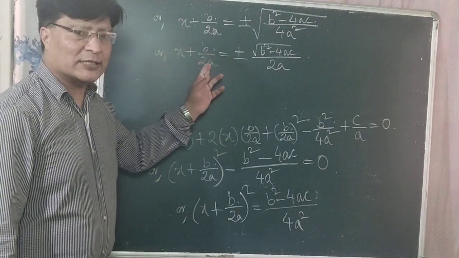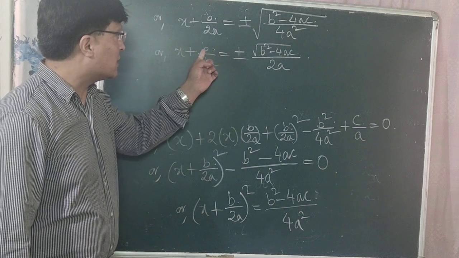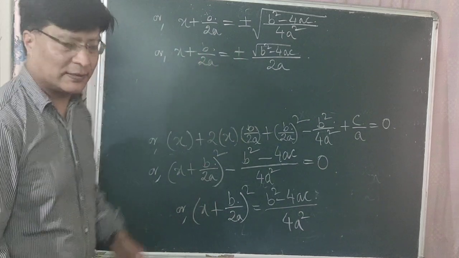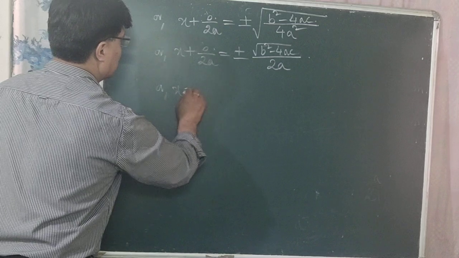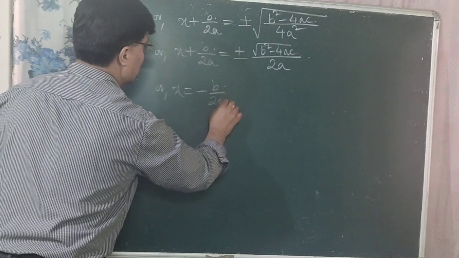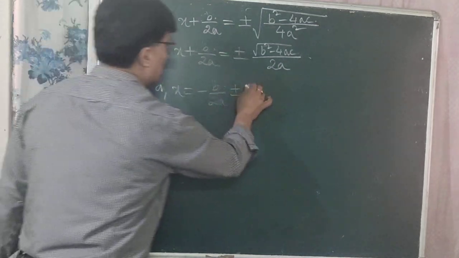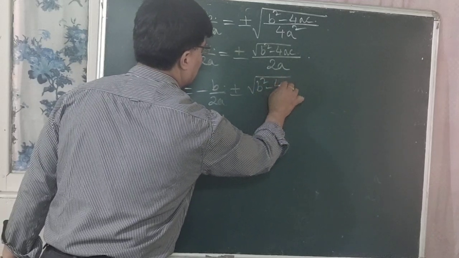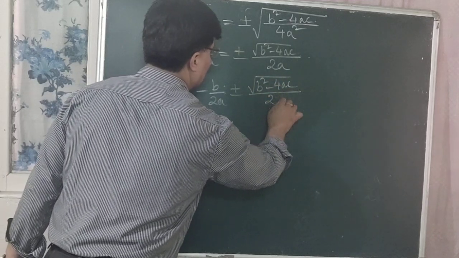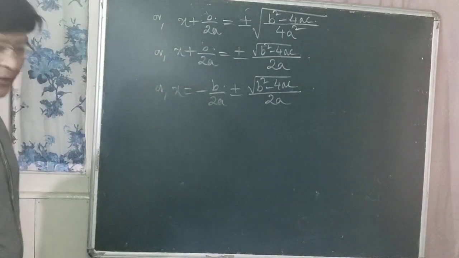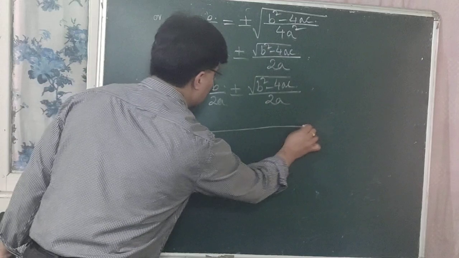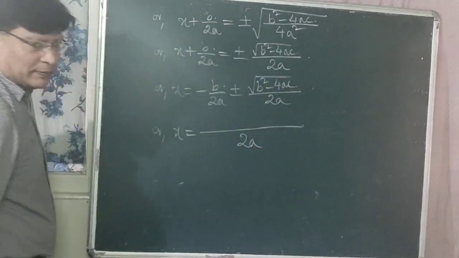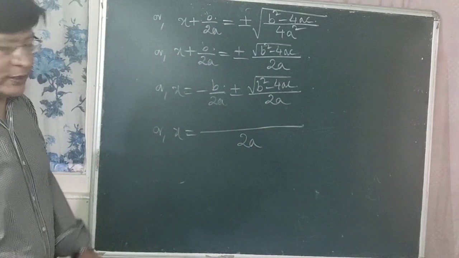Now let us take this constant term b by 2a to the right hand side. Okay. So x is equal to minus b by 2a plus minus root over b square minus 4ac whole divided by 2a. Okay, now let us simplify it. x is equal to, so what's the LCM here? Both are 2a in the denominator.